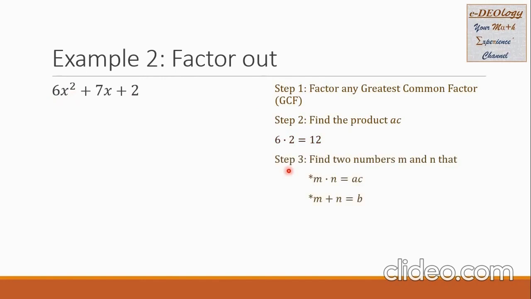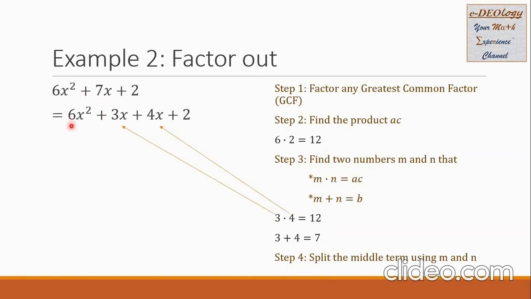And then step 3, we're going to find two numbers, and these two numbers are factors of 12. And at the same time, if we add the two numbers, it must be equal to b, and that b is that number 7. After considering many pairs of factors, we found that 3 times 4 equals 12, and that is the AC, and 3 plus 4 equals 7, and that is the b. So now we're going to split this middle term using the m and n. So the 3 and the 4 are our m and n respectively. So writing this again, 6x squared is here. Instead of writing 7x, we will now write 3x plus 4x, and then plus the constant 2.